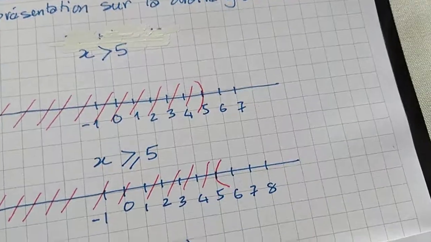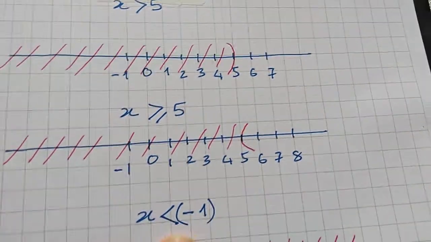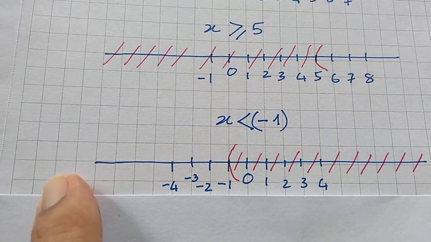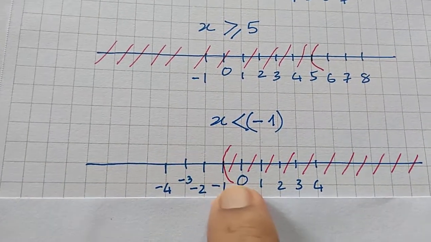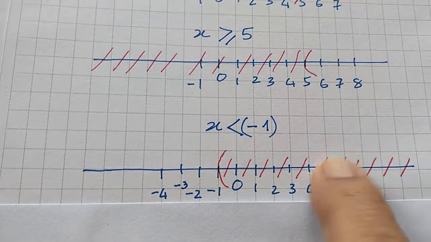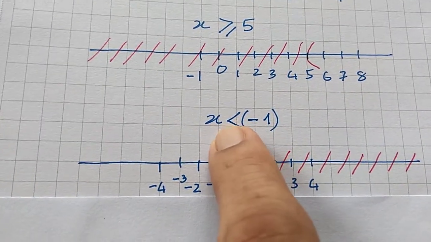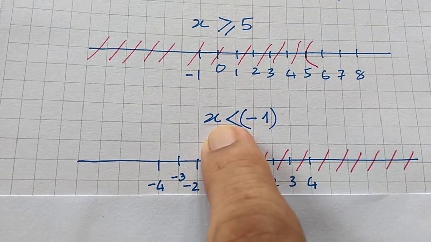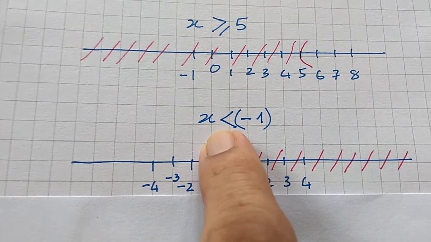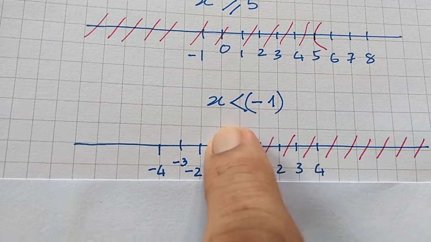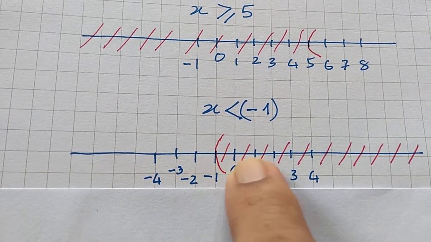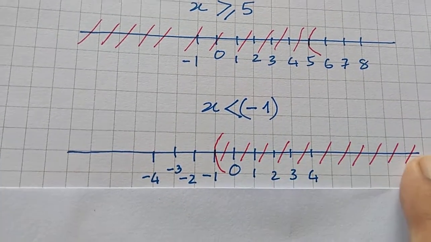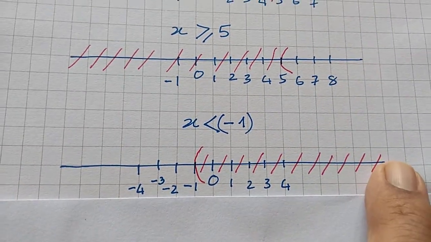Let's take another example. X has to be smaller than -1. So in this case, all numbers smaller than -1 are the solution, all numbers greater than -1 are not the solution, and also -1 itself is not a solution, because it has to be less than -1, not less than or equal to -1. That's why the curved line goes like this, to indicate that the -1 value belongs to this side of the number line.